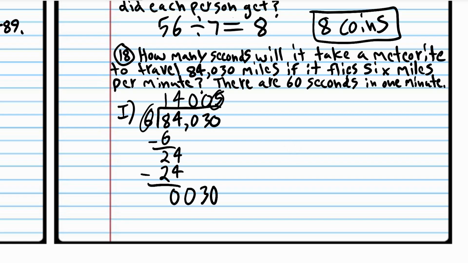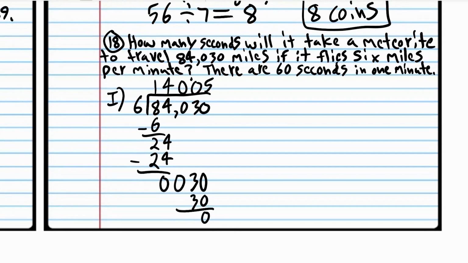6 times 5 is equal to 30. And 30 minus 30 is 0. So now there are no more numbers over here to bring down. So we're done. We're done with the first step of the problem. So how many times does 6 go into 84,030? It goes in 14,005.